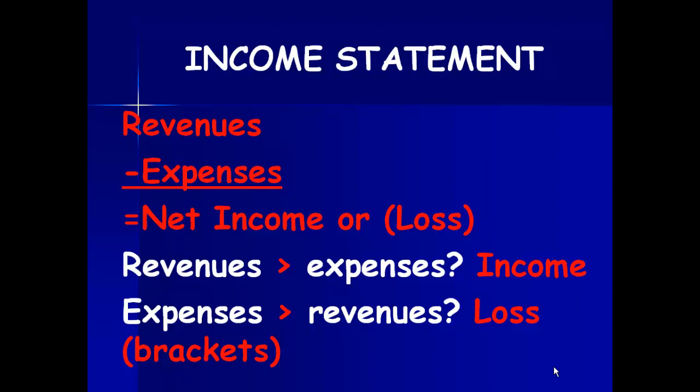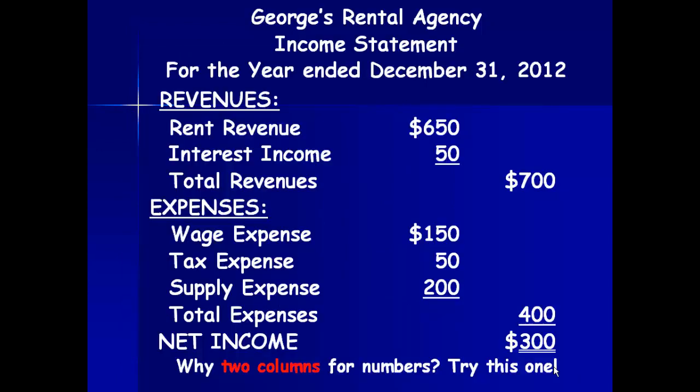If we have more revenues than we do expenses, the difference between the two we say is our net income. If we have more expenses than we do revenues, the difference would be our net loss. And we put parentheses around that number to show that it's a negative number. Which would you rather have, a net income or a net loss? A net income then.